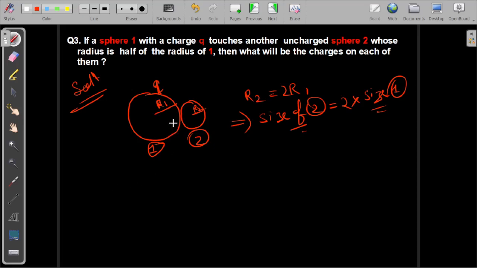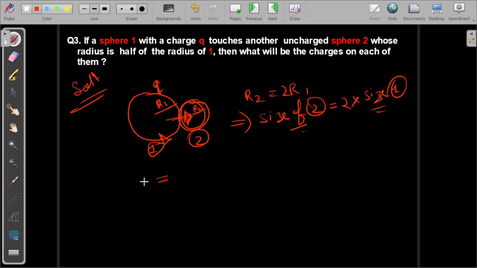Now what will happen? Once they are put in contact, charge will flow from the first sphere to the second sphere, and later the charges will get distributed uniformly. Understood? Since the first sphere is 2 times bigger than the second sphere, it will have 2 times more charge than the second one.